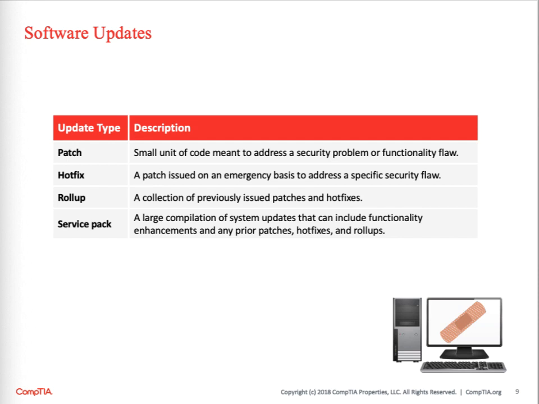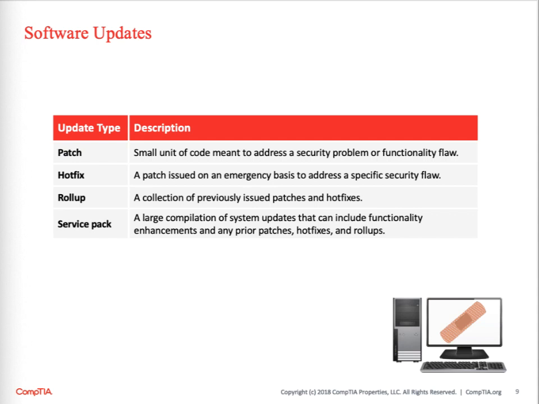Then we have a hotfix. So a hotfix is a patch that's going to be issued on an emergency basis, right? And it is going to address a specific security flaw that needs to be addressed quickly. Followed by that, we have a rollup. A rollup is going to be a collection of previously issued patches or hotfixes, and it can be applied to maybe a browser or a particular service or something like that.